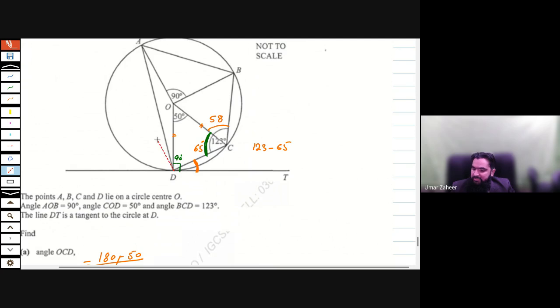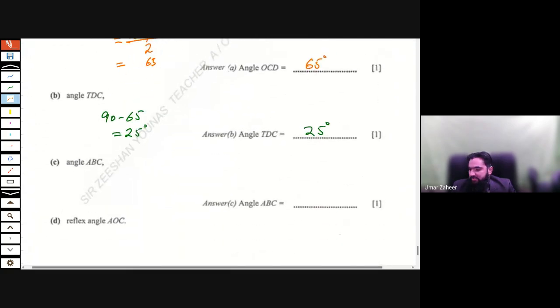Or you can do one more thing. For example, if you extend here, look at here, this is the angle subtended by DC at the center, and it is 50, so on the circumference it is going to be 25. And the angle between the tangent and the chord is exactly equal to the angle subtended at the circumference. So it means it is 25 as well. Okay, you can do it by this approach as well. We are going to get 25.